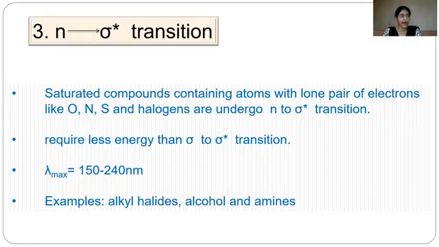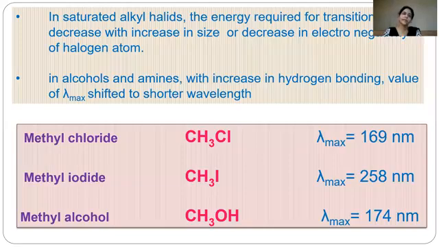Alkyl halides, alcohols and amines show the n to sigma antibonding transition. In a saturated alkyl halide with an alkyl group, any halogen can be there: fluorine, chlorine, bromine, iodine. The electronegativity of halogens from fluorine to iodine decreases.